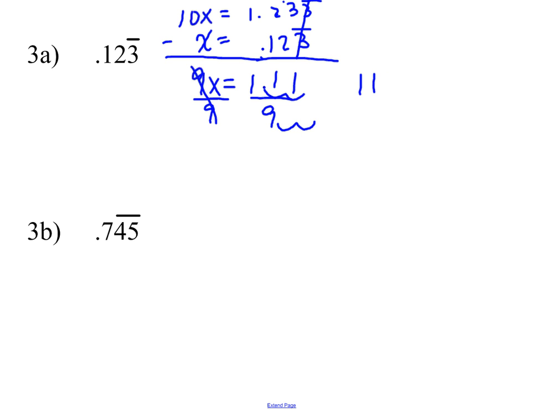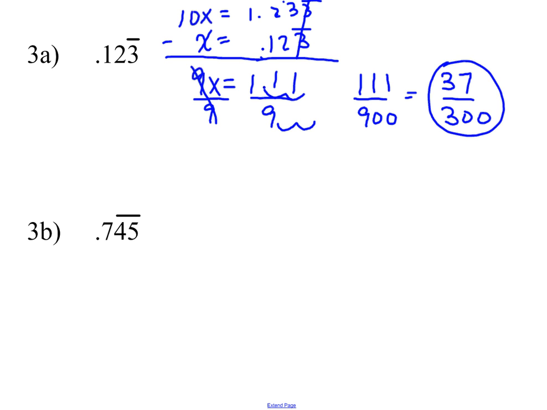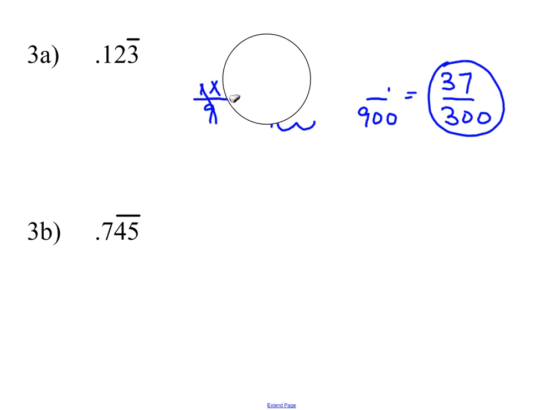So we have 111/900. Just like we did a second ago, I know that 111 is divisible by 3. What did I say, 37 probably? And then 300. And I'm hoping that that's done. Now that's the old way we did it. And you can do it that way if you like that way. I think there's a faster way to do this.